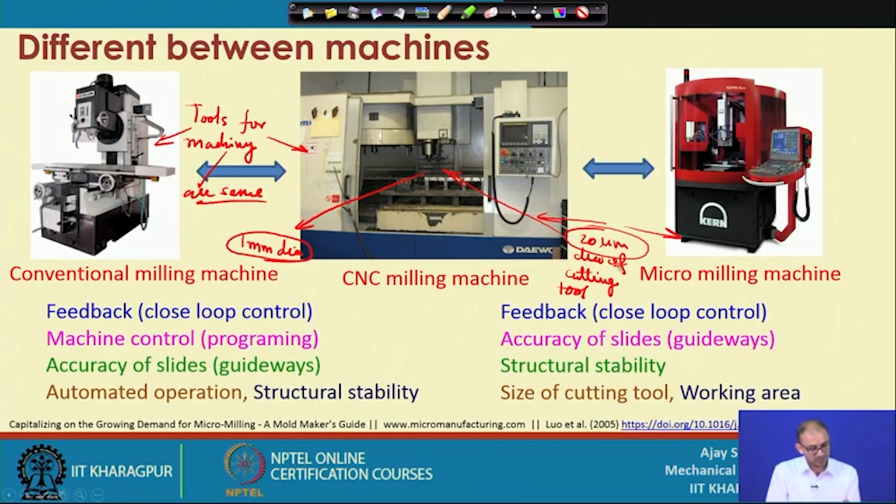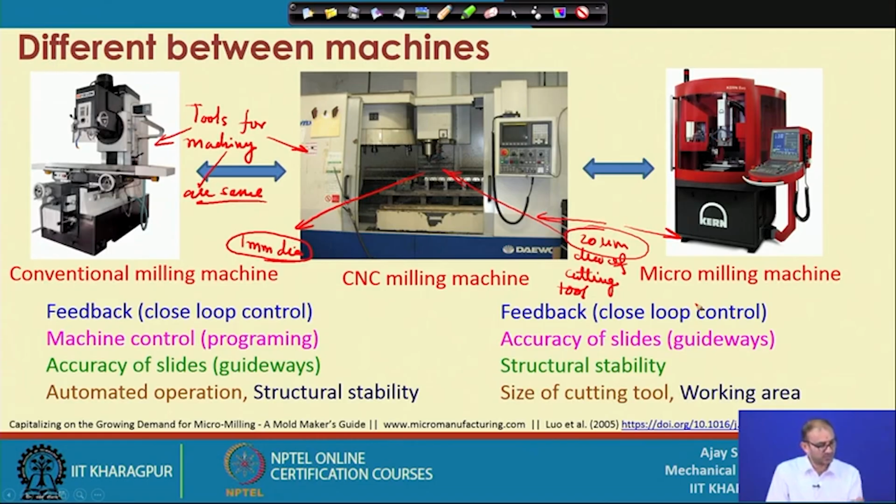So, whatever the diameter of the tool you are using, your machine should be such that the run out is not more than 10% of that. So, if you are using a 20 micron tool, then you expect that its run out should be less than 0.2 micron. That is what is expected from the machine. Working area is again very small, because obviously we are not going to do machining on a large scale, mostly 100 by 100 millimeter is enough for doing most of the work in this case.